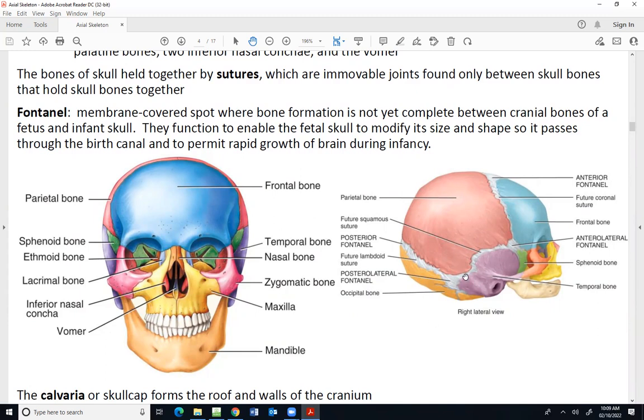Also on the right, we have a lateral view showing you a baby skull, and that's going to allow you to see some of what we call fontanelles. I talked a little bit about these the other day. They are membrane covered spots where bone formation is not yet complete between the cranial bones of a fetus and infant skull. They enable the fetal skull to modify its size and shape so it passes more easily through the birth canal, and that can lead to babies coming out with some pretty wonky looking heads.